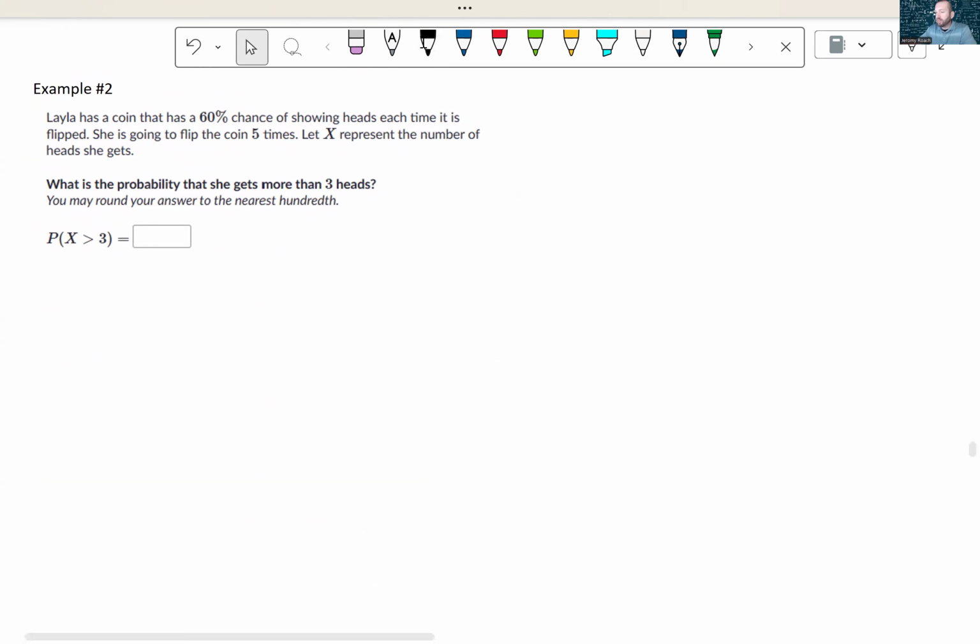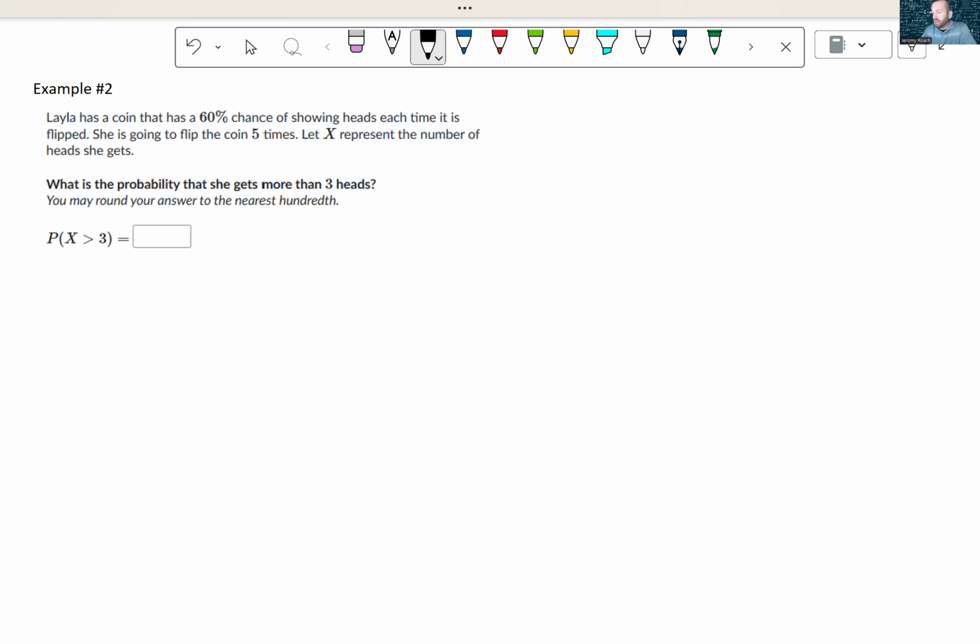It says Layla has a coin that has a 60% chance of showing heads each time it's flipped. So it must be heavier on one side. It's not a fair coin. It's not a 50-50 chance of heads or tails. She's going to flip the coin 5 times. Let X represent the number of heads that she gets. What's the probability that she gets more than 3 heads?